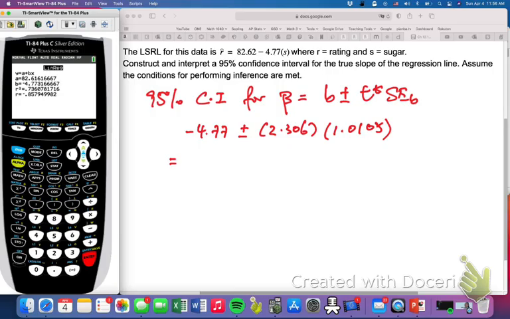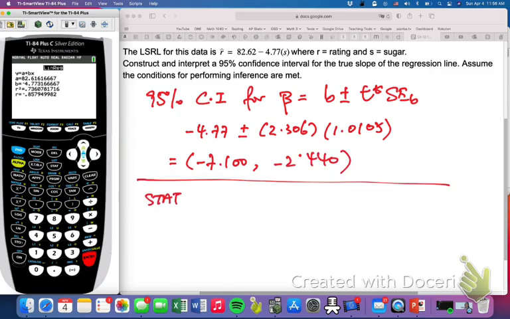So all this is when you're doing it by hand, right? And you found the confidence interval to be between negative 7.1 and negative 2.440. Right. Now, as you suspect, there is going to be a calculator function for this t interval for slope. So how do you do it?